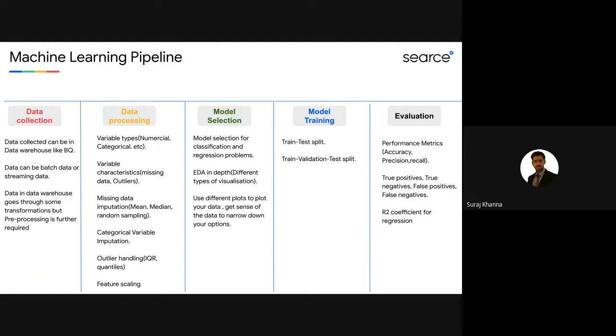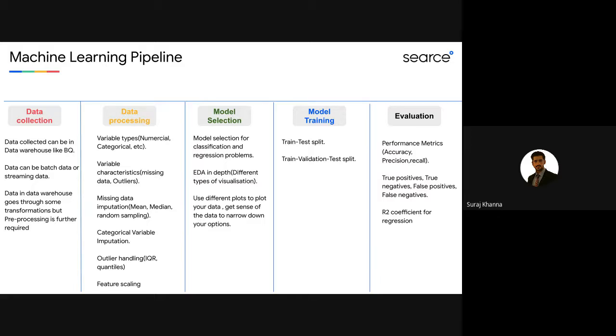So let's just talk about a brief about all these steps. Data collection is basically when your data is collected in the data warehouse. It could be batch data or it could be streaming data. It could be coming in batches at night times, or it could be a continuous flow of data coming from IoT devices or any other devices like traffic signals or hospital instruments or any type of streaming data.